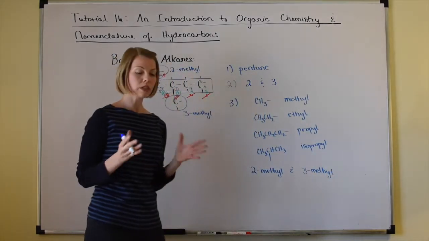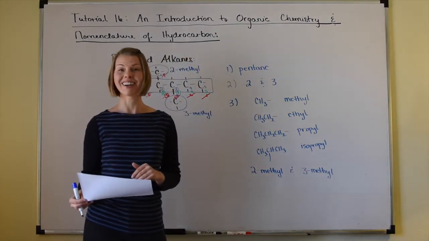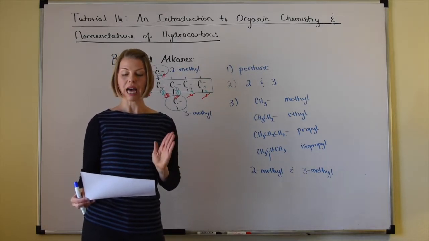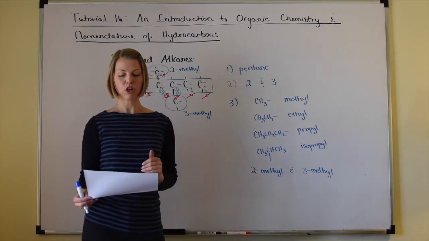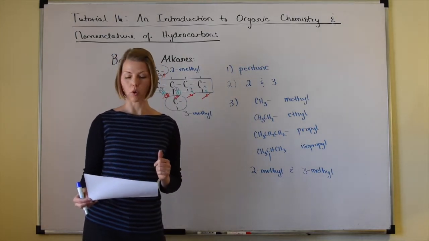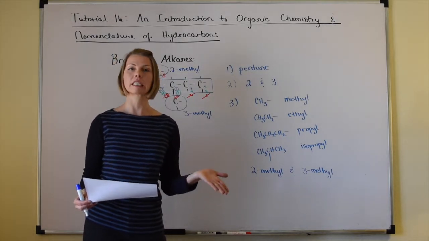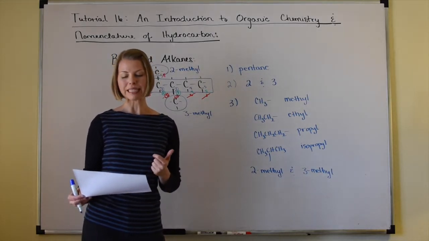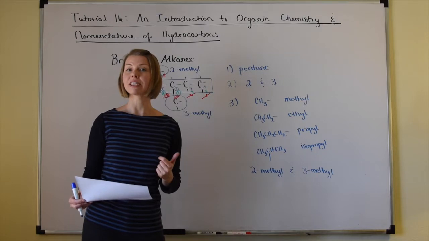Okay. Rule number 4, and this is our last rule, and it's kind of a long one, so I'm going to go ahead and make sure I read it and get it all in there. Don't forget anything. Write the full name as a single word. Use hyphens to separate numbers from prefixes, so numbers from letters. Use commas to separate numbers from other numbers. Use alphabetical order for multiple branch groups. So for example, ethyl would be listed before a methyl because E comes before M in the alphabet. Use di, tri, and tetra prefixes if there are multiples of the same branch group.